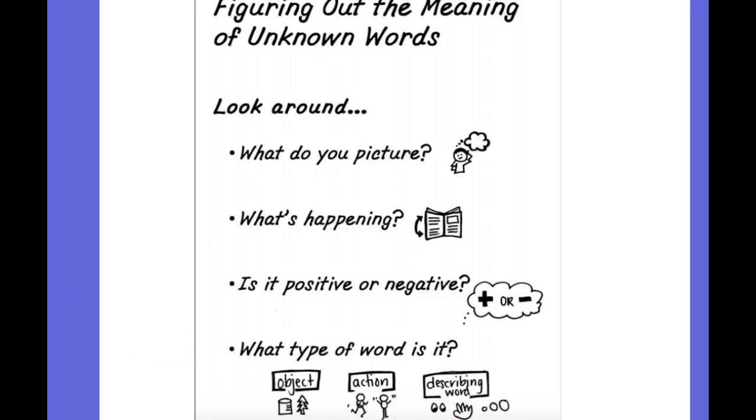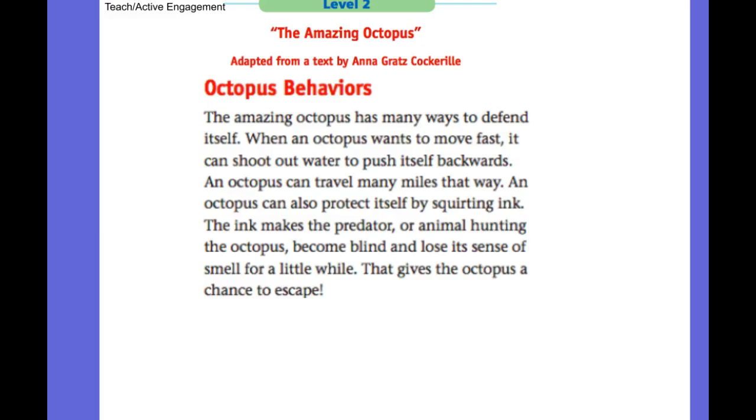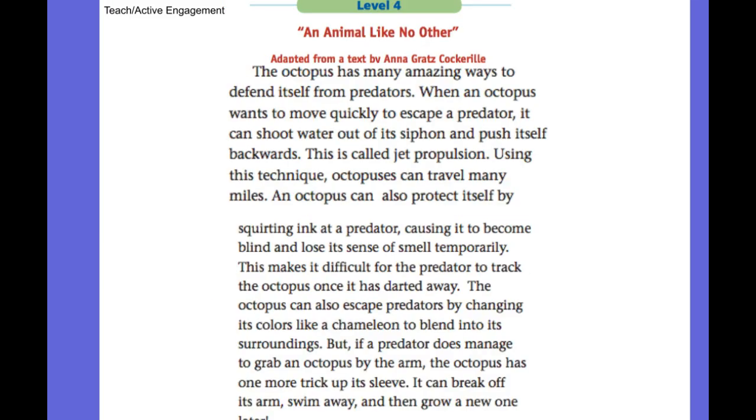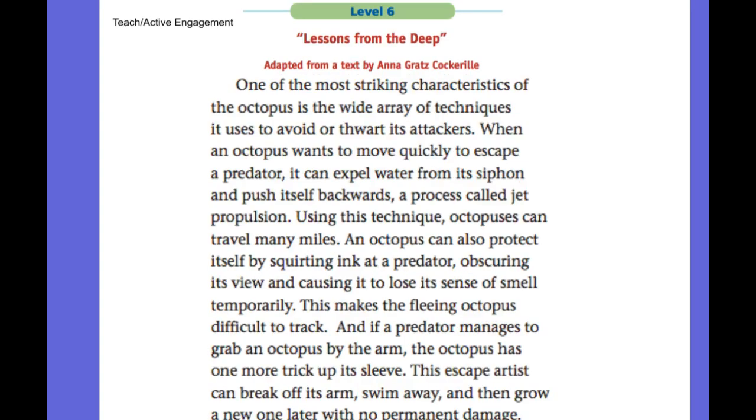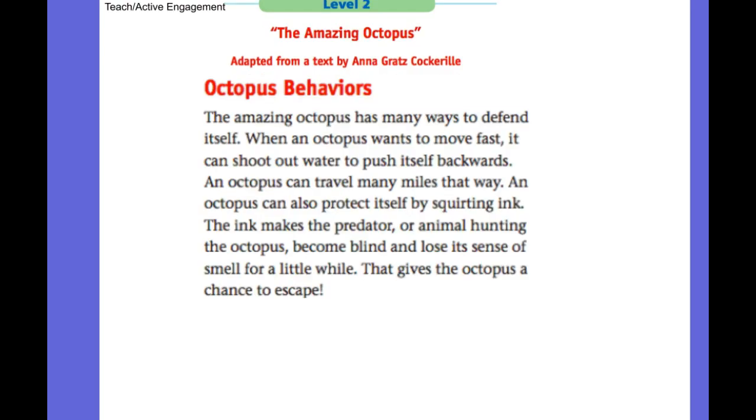And we're going to look at different levels of the amazing octopus. It's also called An Animal Like No Other in level 4, and in level 6 it's called Lessons from the Deep. You have a copy of level 5, but we're going to go to level 2 right now. If we just start reading, it says, the amazing octopus has many ways to defend itself. That's the first sentence in level 2.